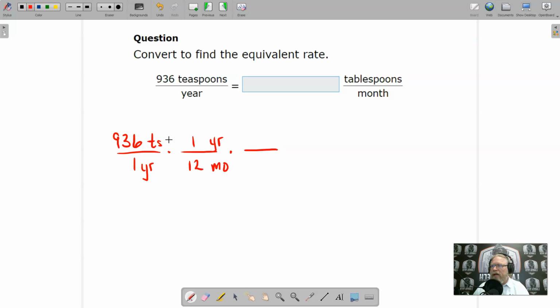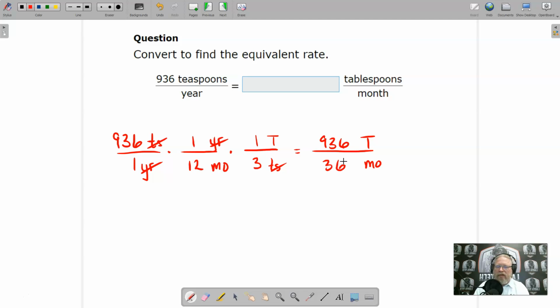So I need teaspoons here, and we'll go to tablespoons. And I notice they use a capital T here. So it is 3 of the smaller teaspoons to 1 tablespoon. Now that should be good enough for us. Teaspoons cancels teaspoons. Years cancels years. So we end up with tablespoons and months, which is exactly what our question here is asking for. So 936 times 1 times 1 is 936. And then 12 times 3 is going to be 36.